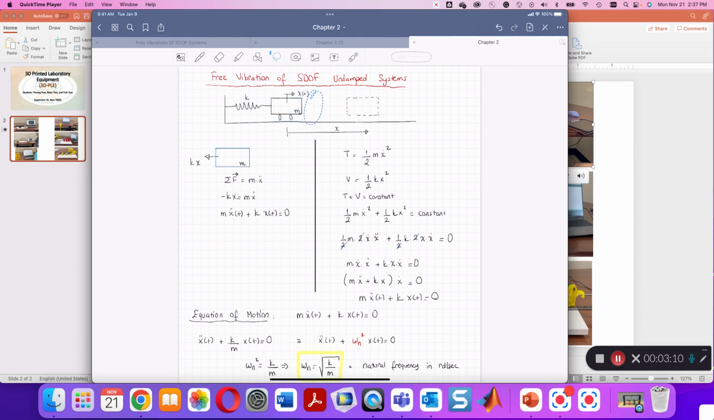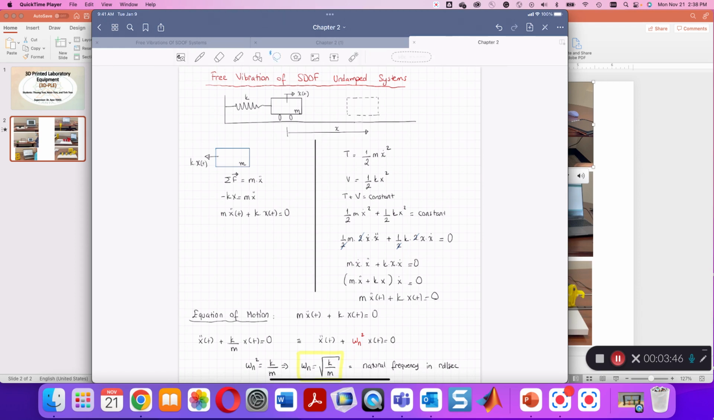Once you move the cart to the right, looking at the spring, it is a fixed-free spring, meaning that one side is fixed or grounded while the other end is attached to the slider. If you displace the slider to the right by x, then you are stretching the spring to the right by x. Then the spring force acting on the slider should be to the left, because spring forces are opposing forces, by k times x of t. And this x is a displacement which is a function of time.